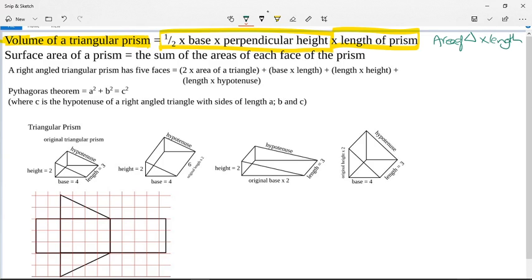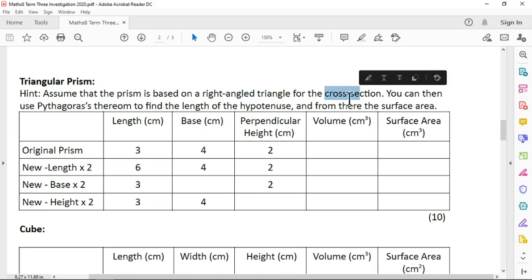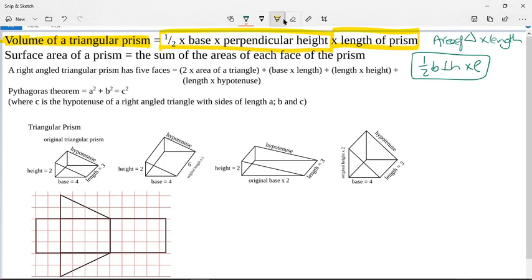So go ahead now and find this formula, and you can shorten it to a half base perpendicular height times length of prism. Let's make this a cursive L. So take this formula from the last page of your investigation, and write it over here somewhere in pencil where the volume is. You can write the formula in here, and then you're going to find the volume of the prism, if the length is 3, the base is 4, and the perpendicular height is 2. So take this formula, and you can pause the video if you want to. Take this formula that says a half base times the perpendicular height times the length.